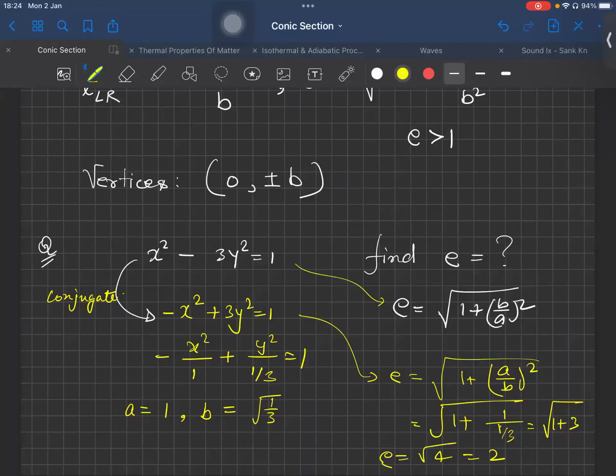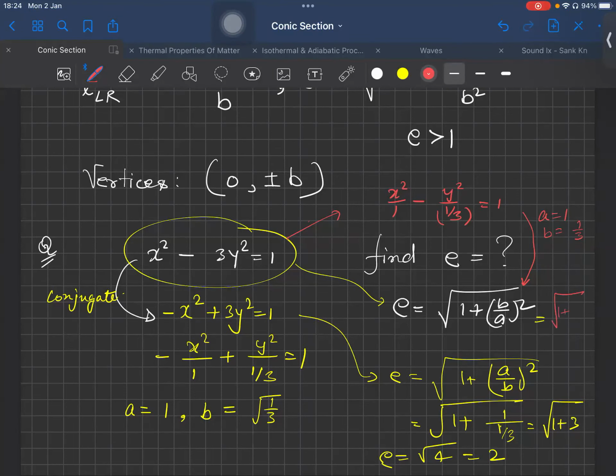See, the eccentricity of this hyperbola will be how much? What will be the eccentricity of this hyperbola? Anyone, please tell me. Write down this equation in standard form. So this will be x square upon 1 minus y square upon 1 upon 3 is equal to 1. So for this hyperbola, this is the eccentricity. Right? A is equal to 1, B is equal to 1 by 3. What will be the eccentricity here?